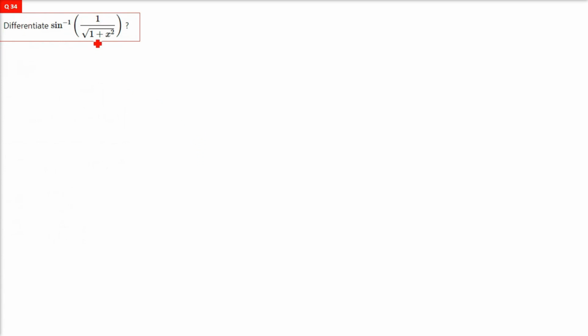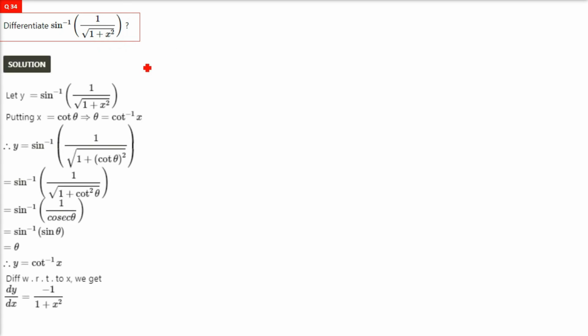Differentiate sine inverse of 1 by under root 1 plus x square. So we will just substitute something inside this under root 1 plus x square so that we get something out of it, so that we get sine. So this is equivalent to under root a square plus x square. This under root 1 plus x square is under root a square plus x square. A is 1 here, x is x only. So x can be written as cot theta, x can be written as tan theta. Why?